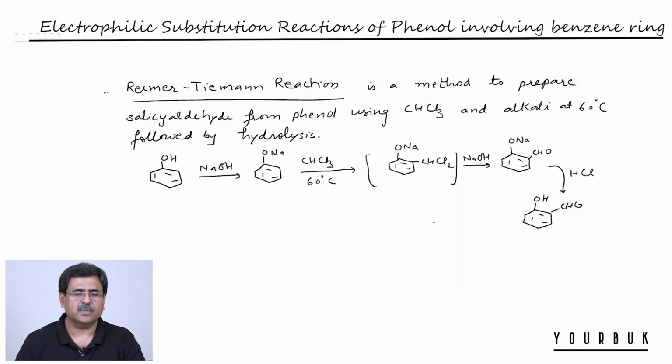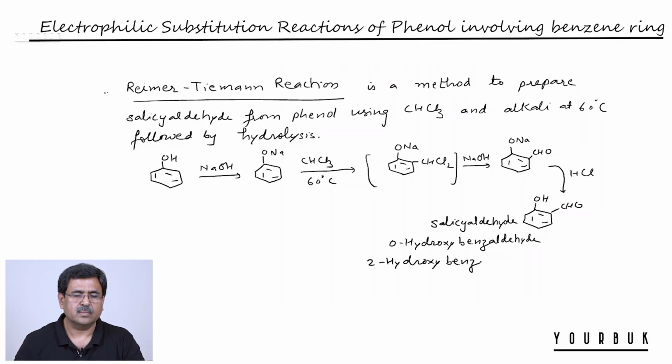Now, this product is called salicylaldehyde, and also named orthohydroxybenzaldehyde, and its IUPAC name is 2-hydroxybenzaldehyde. Now, if you look at this reaction, one hydrogen of phenol has been replaced by a CHO group.